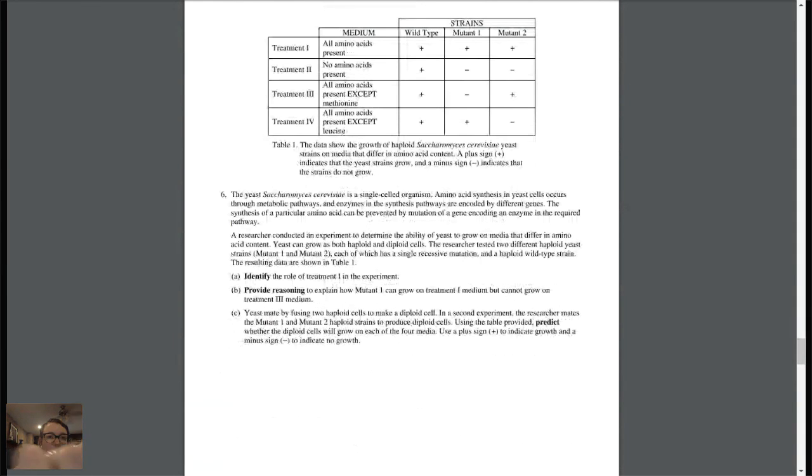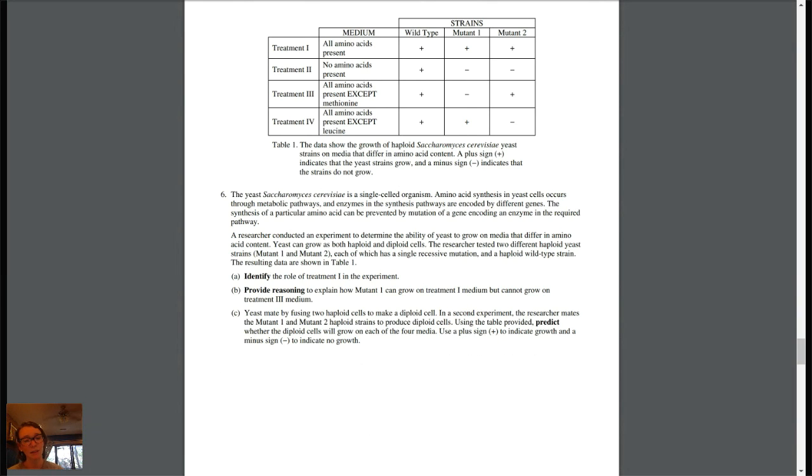6, yeast. Okay. A, identify the role of treatment 1 in the experiment. I'm not going to reread through this because I'm sure this is fresh in your mind. Treatment 1 is going to be a positive control where you have all amino acids present. So positive control is what you would want to say for part A. Part B, provide reasoning to explain how mutant 1 can grow on treatment 1 medium, but cannot grow on treatment 3 medium. Treatment 1 medium has all amino acids present, whereas treatment 3 does not have methionine present.